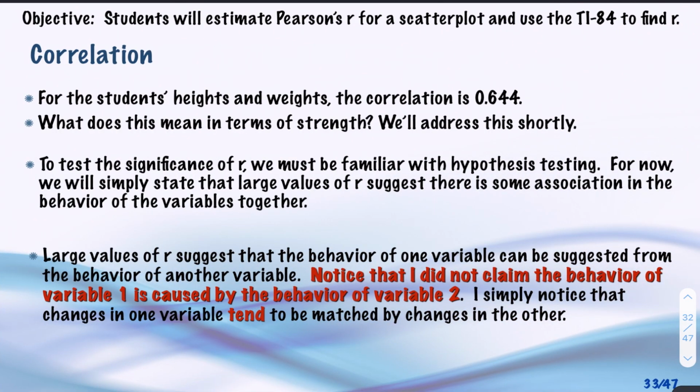R is the correlation coefficient. So for the students' heights and weights, the correlation is 0.644. What does that mean in terms of strength? Well, we'll get to that shortly.